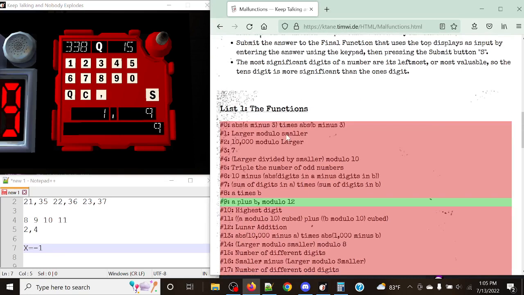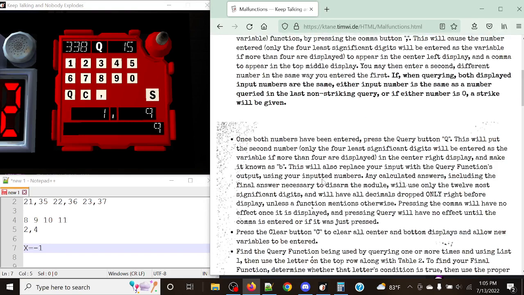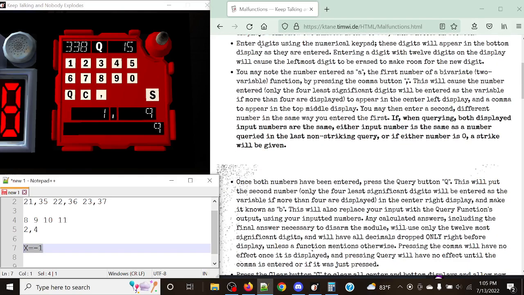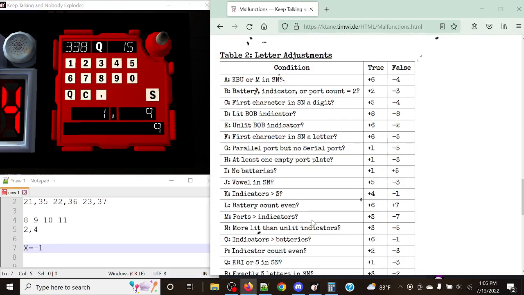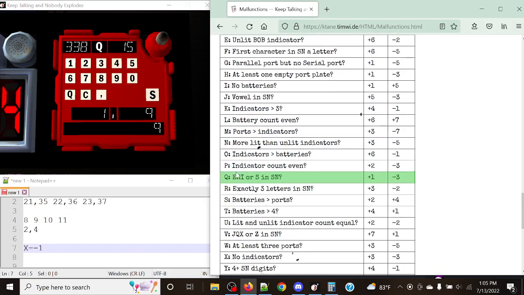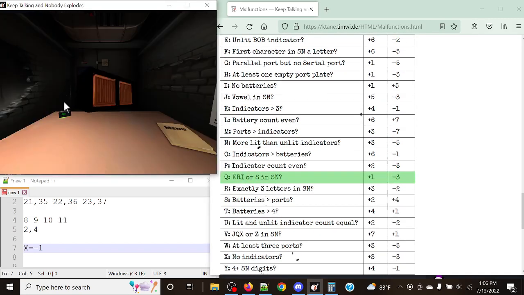So now what we need to do is get into the solving process of this. These numbers at the top are what we're going to be using for our final function here. What we needed to note down was that x is worth -1. This is very important for the second part of this process, where we're going to get a letter adjustment. In this case, we're going to get Quebec. Quebec is the rule that we're going to look at here, which represents this edgework condition: E, R, I, or S in the serial number. Let's take a look.